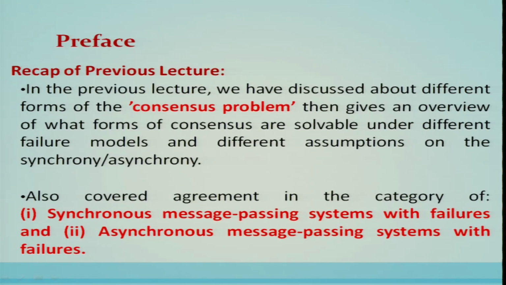In the previous lecture, we discussed different forms of the consensus problem. Then we gave an overview of which forms of consensus are solvable under different failure models and different assumptions on synchrony and asynchrony. We have also covered agreement in the category of synchronous message passing systems with failures and asynchronous message passing systems with failures.